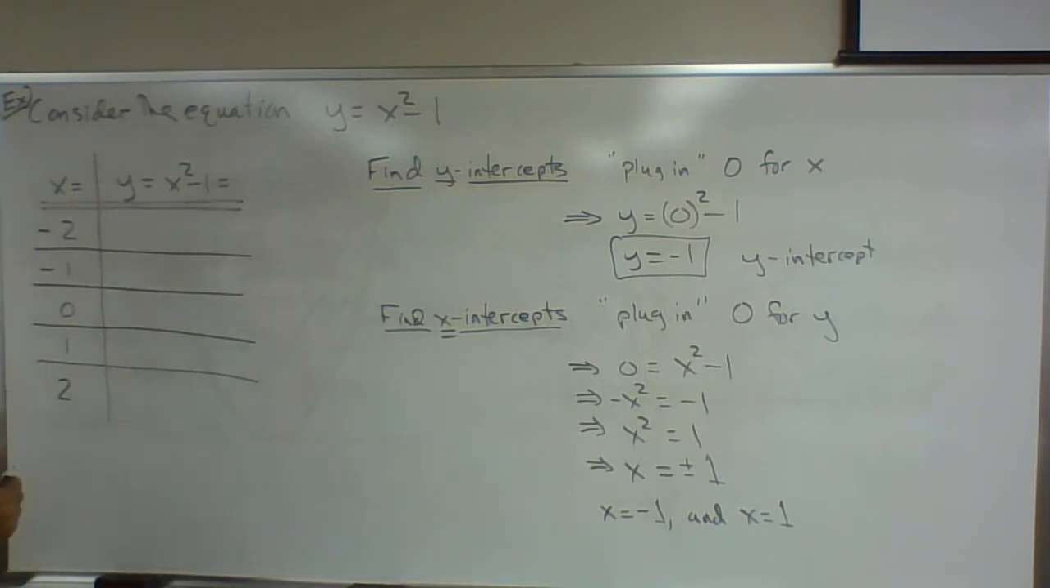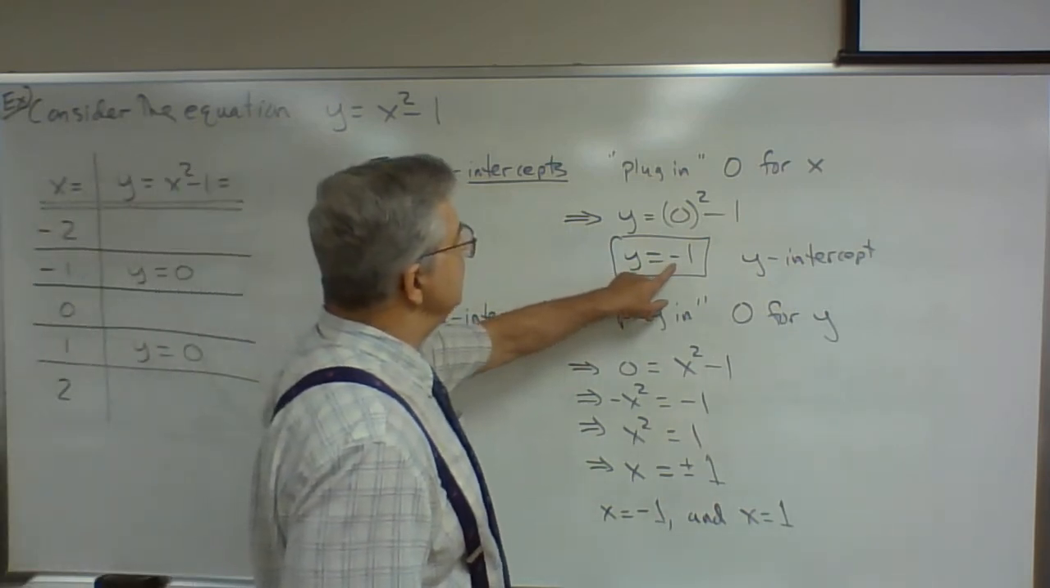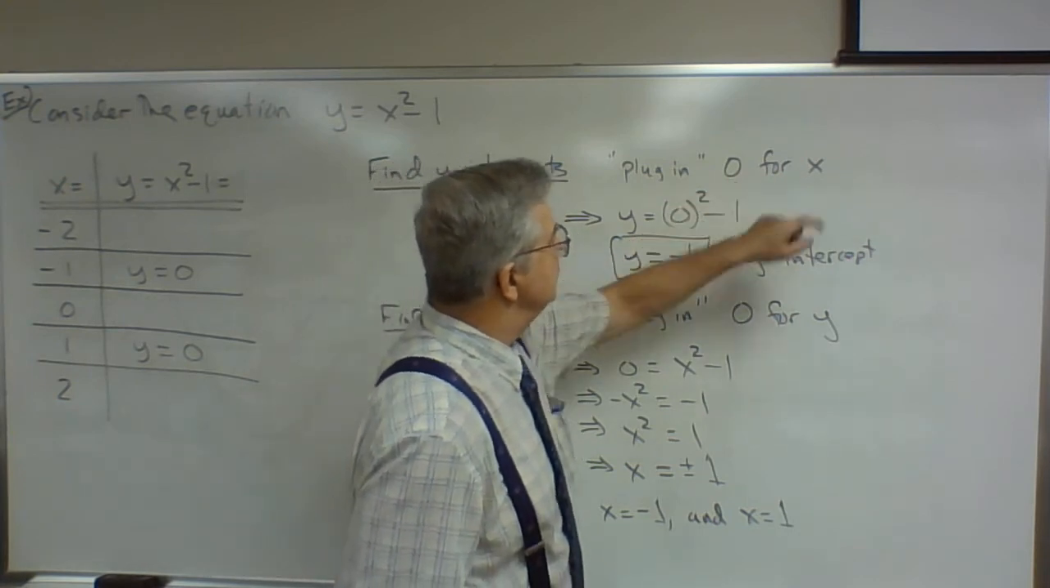Now it just so happens that these were points that we were going to plot anyway. So let's see, x equals -1, y equals 0, x equals +1, y equals 0. And what about the y-intercept? Y is -1 when x is 0.